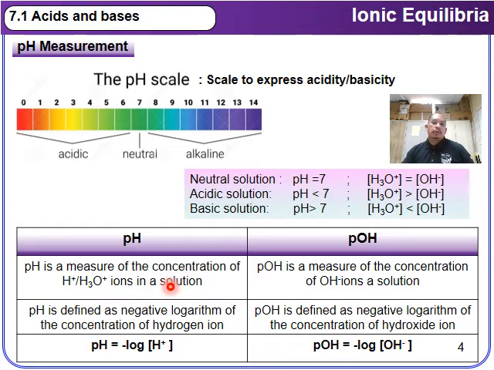So, from this statement, we can conclude that pH is measured based on the concentration of the H+ or H3O+ ions in a solution, while pOH is measured based on the concentration of OH- ion of a solution. pH is defined as the negative logarithm of the concentration of the hydrogen ion, as stated here, while pOH is defined as the negative logarithm of the concentration of hydroxide ion, as stated here.